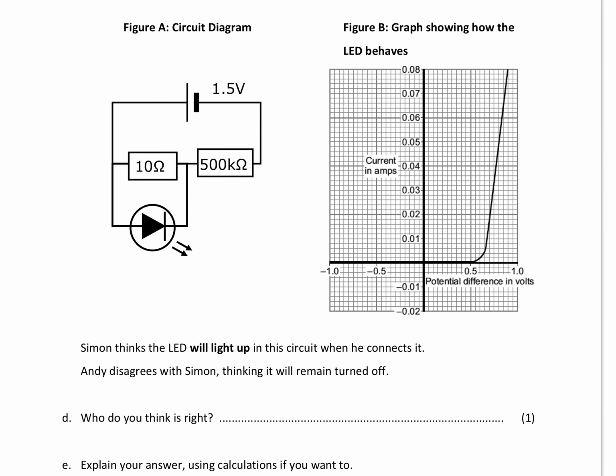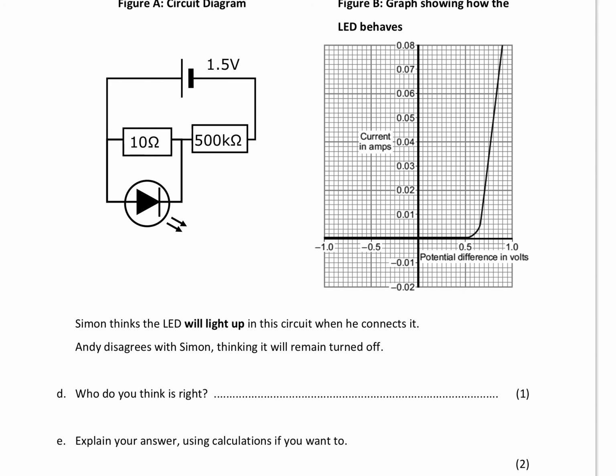Simon thinks the LED will light up in the circuit when he connects it. Andy disagrees, thinks it will remain turned off. Who do I think is right? Probably suggests, what might Andy be thinking? Well, what do I think? Two points first. One is diodes like the current to go through them in the right direction. That's the way the current is going to be driven, so that's not a problem, so we need to ignore that.